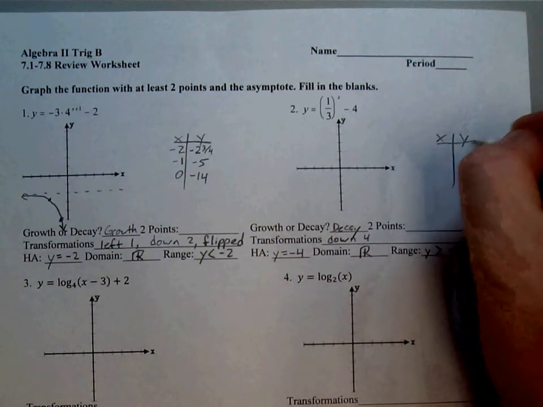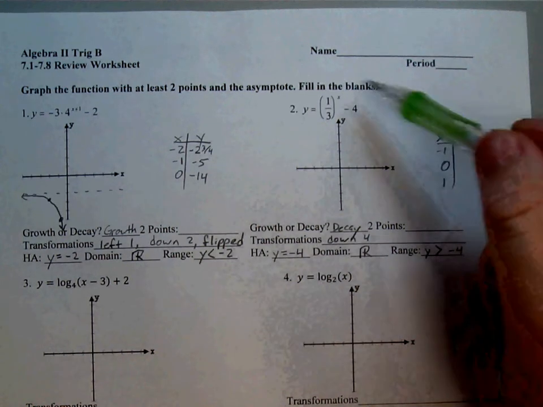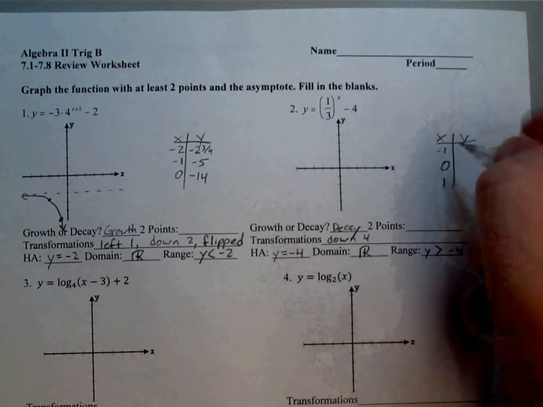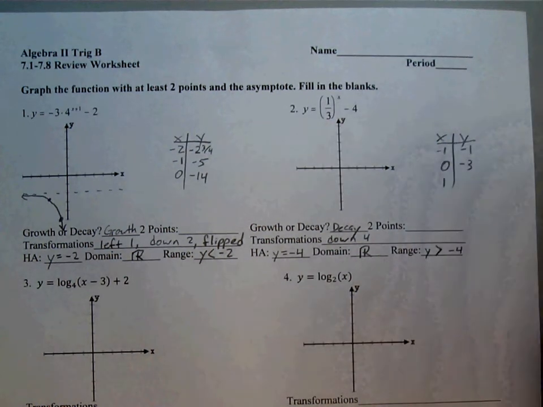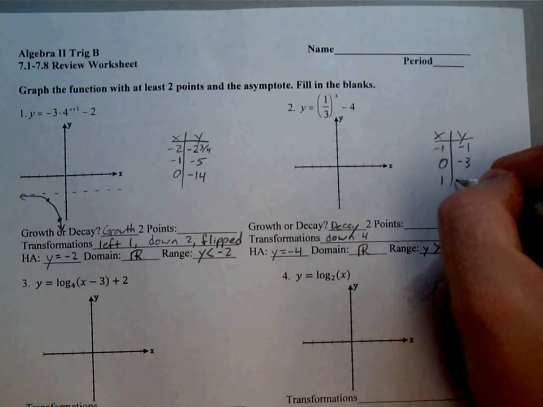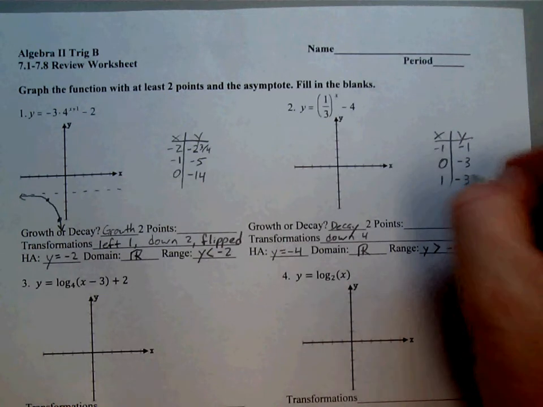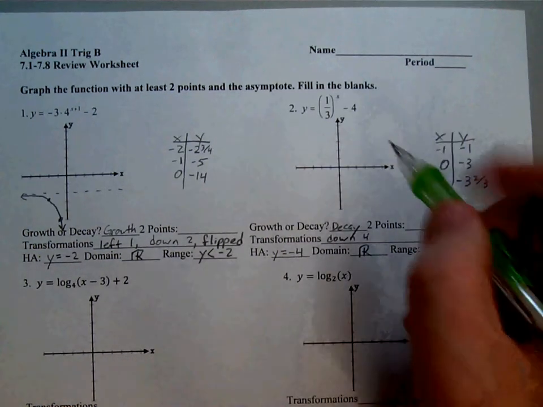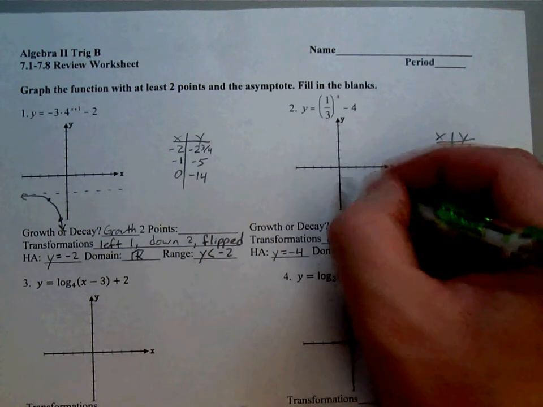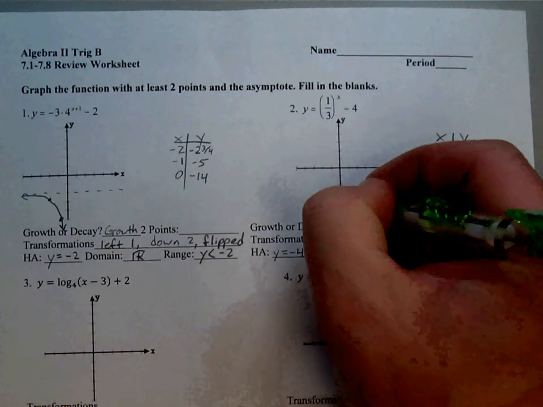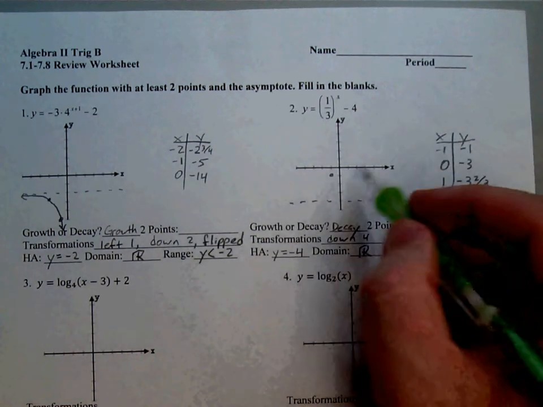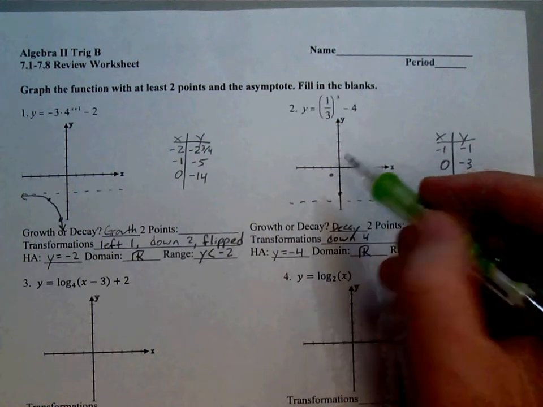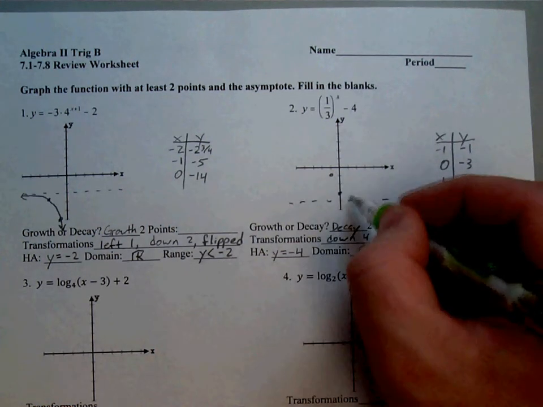Table of values. -1, 0, 1 are what I'm going to plug in. So plug in -1, I get 3 minus 4 is -1. Plug in 0, so I get 1 minus 4 is -3. And then plug in 1, 1/3 minus 4. I'm going to have -3 2/3. So asymptote at -4. -1, -1. 0, -3. And 1, -3 2/3.